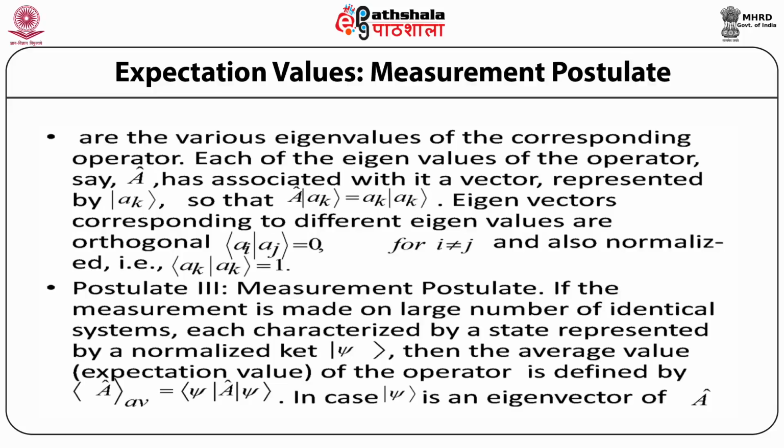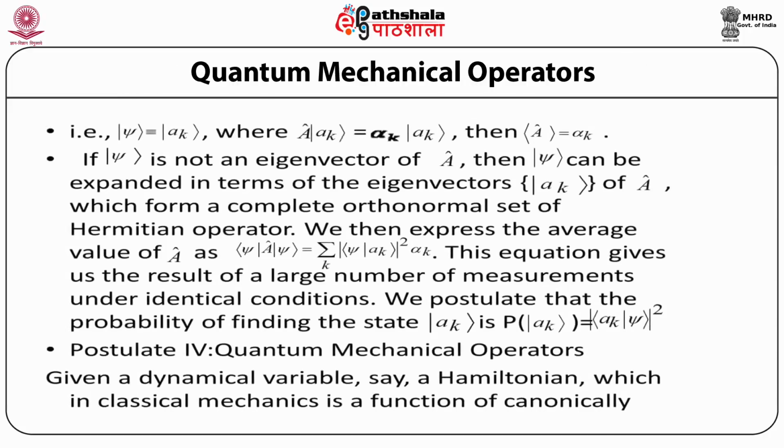So here the state vector or the eigenvector psi is normalized, which means that either it will be normalized to unity or it will be normalized to the number of particles that are present in the system. Normally, we normalize all the state vectors or the eigenvectors to unity. Quantum mechanical operators.